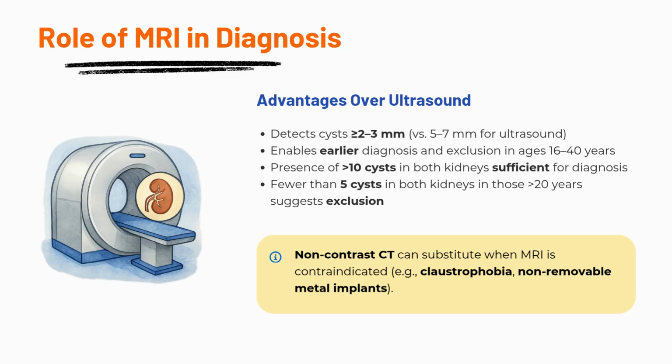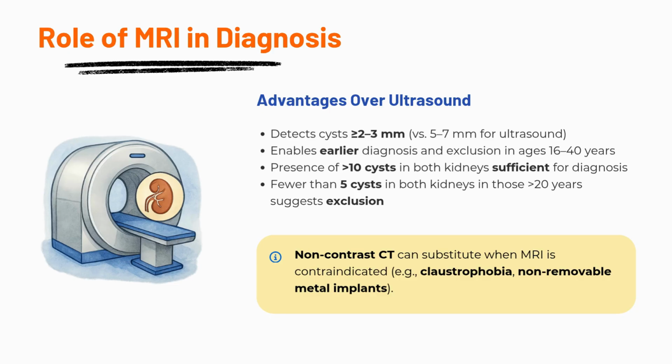If you see more than 10 cysts in both kidneys, this is sufficient to confirm diagnosis. On the other hand, if there are fewer than 5 cysts in both kidneys in patients older than 20, this strongly suggests exclusion of ADPKD. So when do we actually order MRI? When ultrasound is equivocal, in younger patients where ultrasound may miss early disease, or when you need more accurate assessment for prognosis or research. MRI can be performed, for example, in claustrophobic patients or those with non-compatible metal implants.